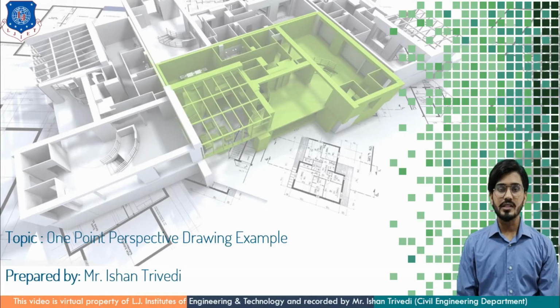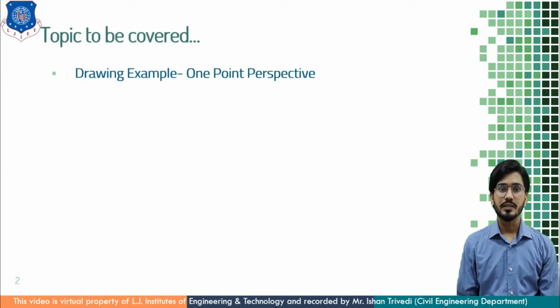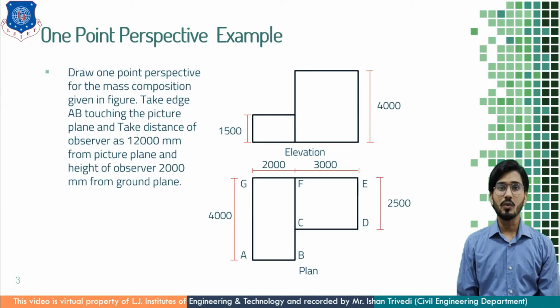Today we are going to discuss a perspective drawing example. In that, we are going to cover a 1 point perspective drawing example. So let us understand the problem statement. Draw the 1 point perspective from the mass composition given in the figure.